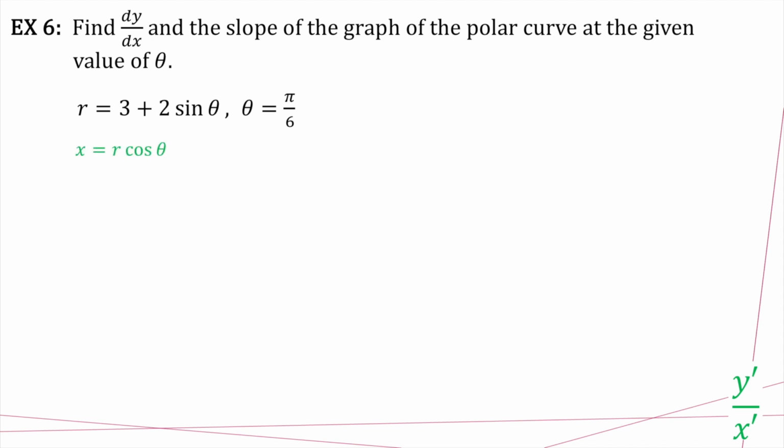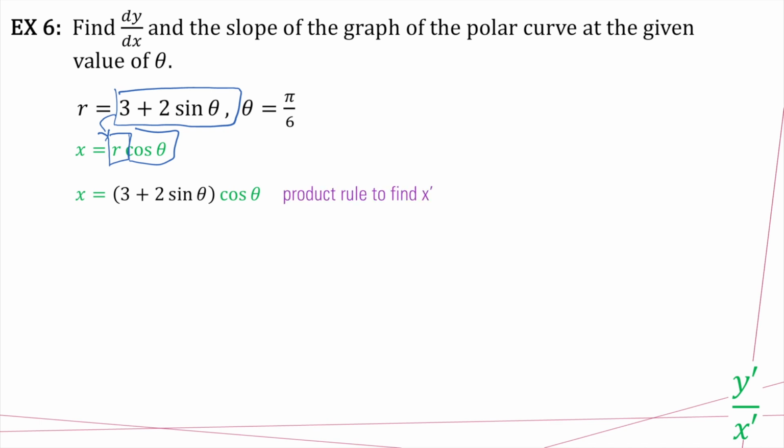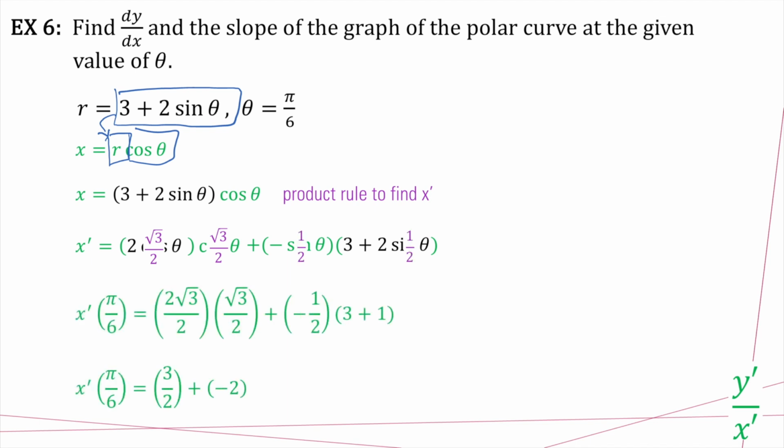Again, we know that x equals r cosine theta. We have two functions being multiplied together, and we know what r is. So I'm going to take r and plug it in. And then I'll use the product rule to find the derivative of x. So derivative of the first times the second plus derivative of the second times the first. Now we need to evaluate that at pi over 6. So cosine pi over 6 is root 3 over 2. Sine pi over 6 is 1/2. And then just keep cleaning that up for a negative 1/2. And that is x prime.